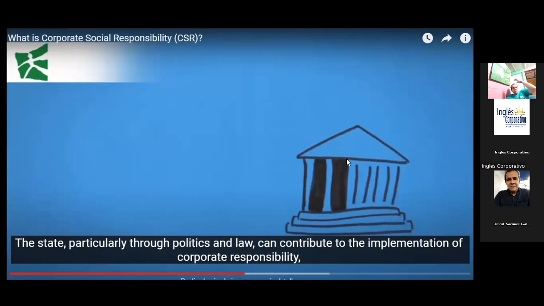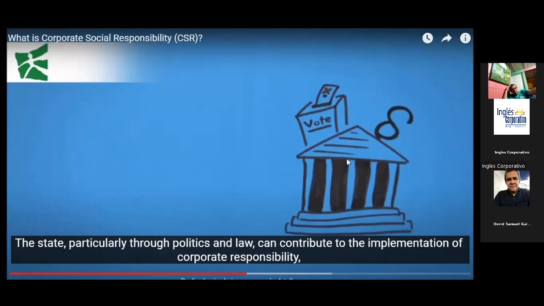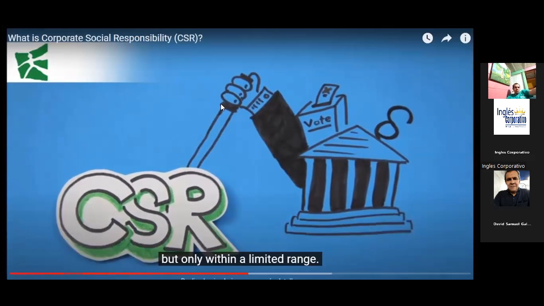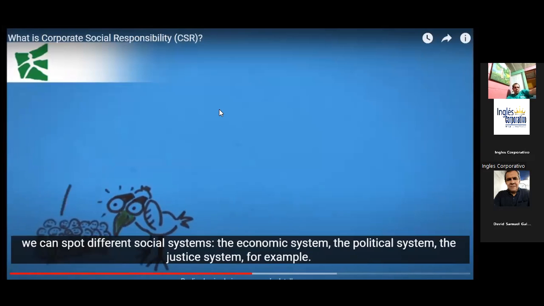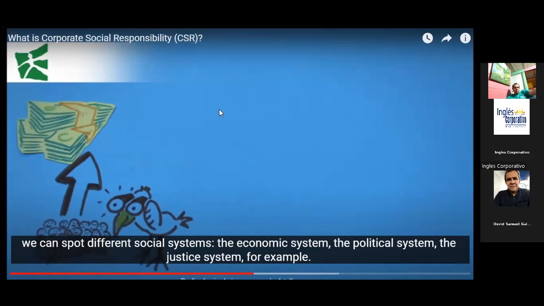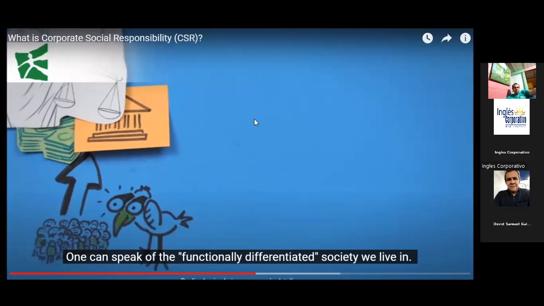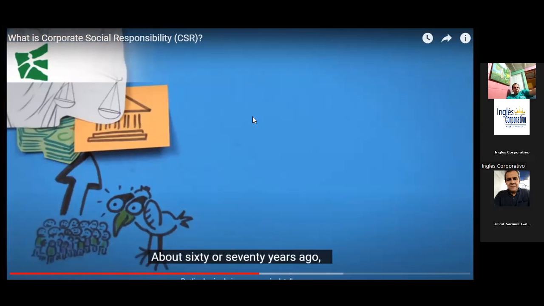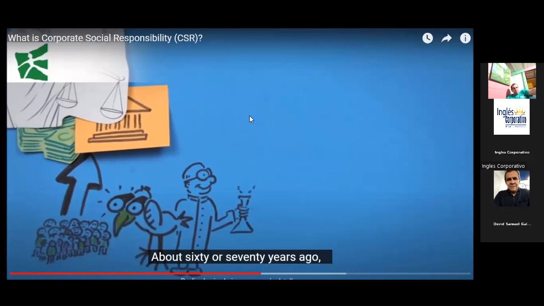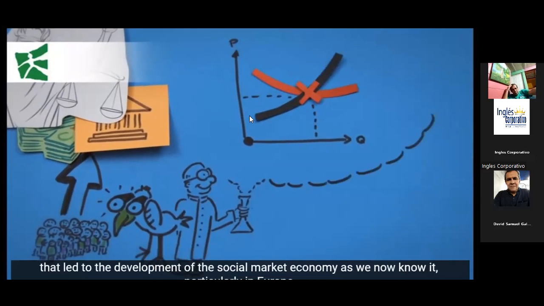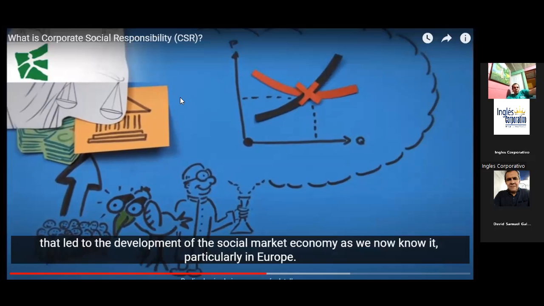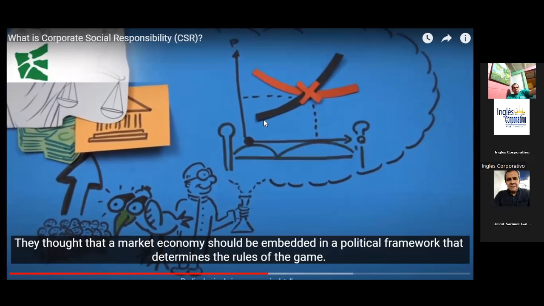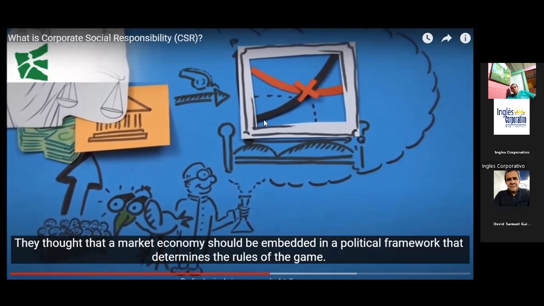The state, particularly through politics and law, can contribute to the implementation of corporate responsibility, but only within a limited range. If we look at society from a bird's eye view, we can spot different social systems. The economic system, the political system, the justice system, for example. One can speak of the functionally differentiated society we live in. About 60 or 70 years ago, some German economist came up with an idea that led to the development of the social market economy as we know it, particularly in Europe. The thought that a market economy should be embedded in a political framework that determines the rules of the game.